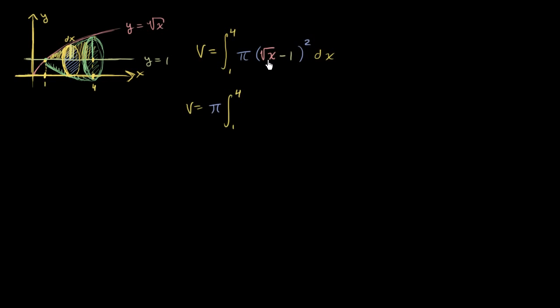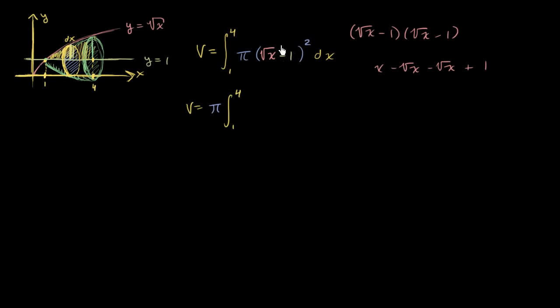So square root of x squared, now all we're going to do is expand this binomial. So square root of x minus 1 times square root of x minus 1. Square root of x times square root of x is x. Square root of x times negative 1 is negative square root of x. Negative 1 times square root of x is another negative square root of x. And the negative 1 times negative 1 is equal to positive 1.